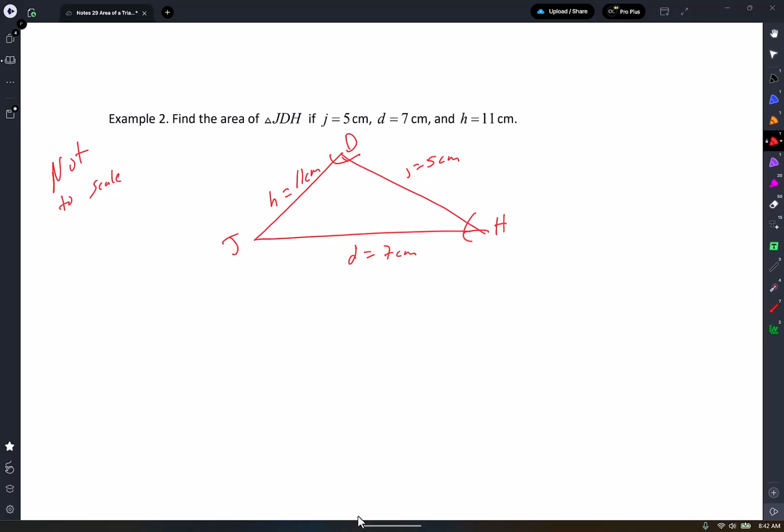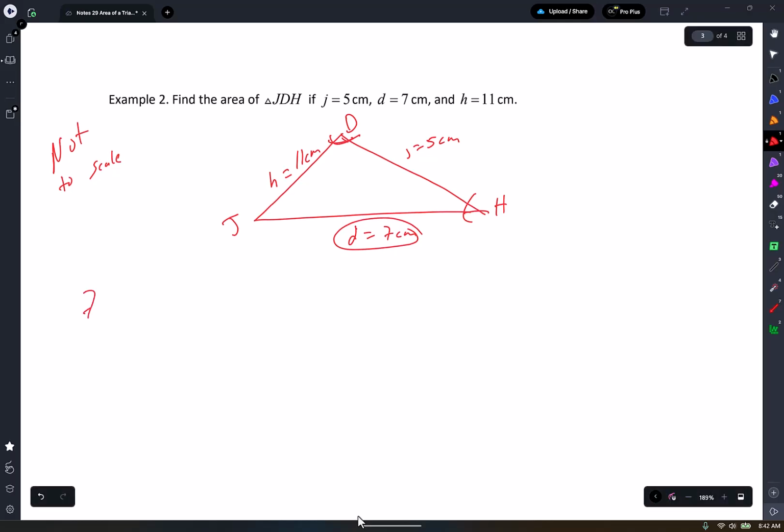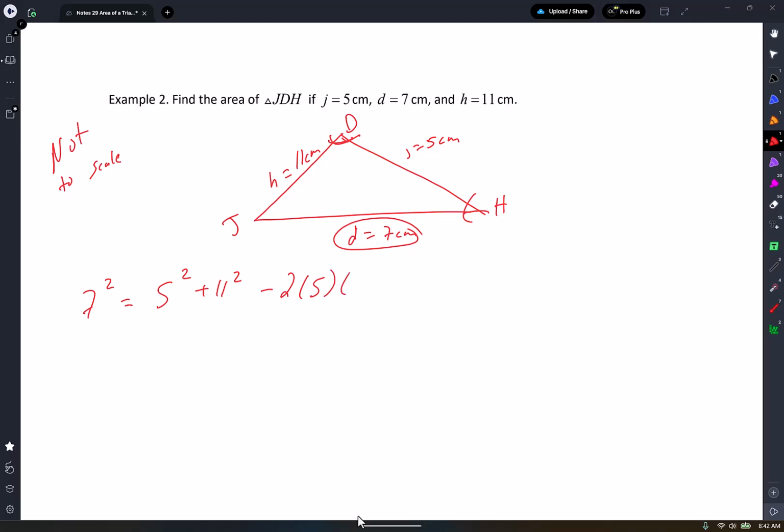Okay. If I'm going to find angle D, then I'm going to put little d on the outside of my equation for law of cosines. So I'm going to go 7 squared equals, hopefully you've done law of cosines enough that you already memorized the formula. Don't worry, I will let you use a note card for the exam. 5 squared plus 11 squared minus, do you guys remember? 2 times cosine of angle D.